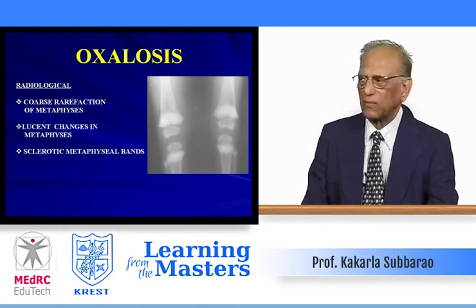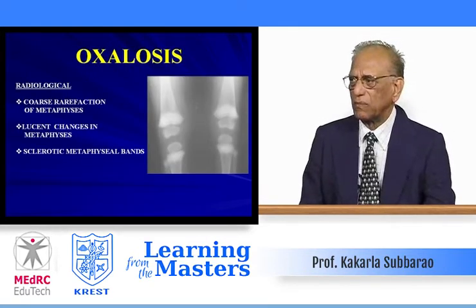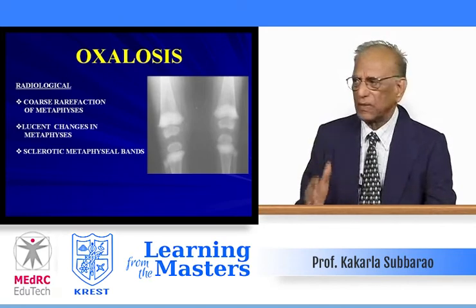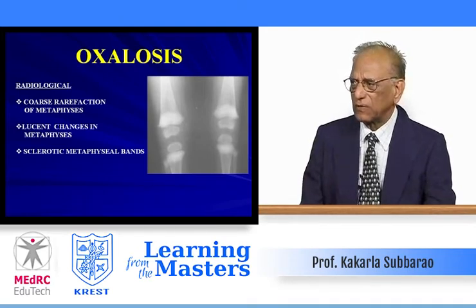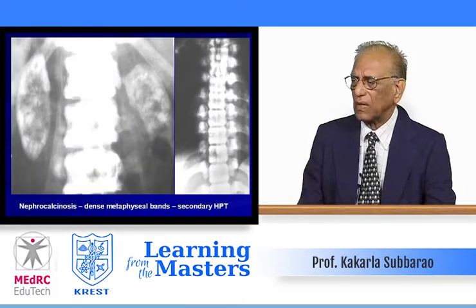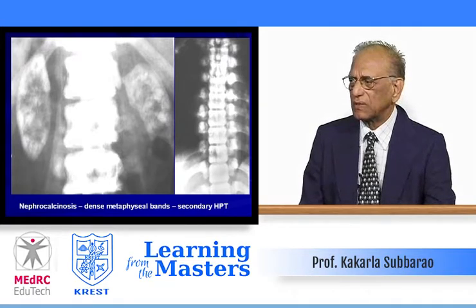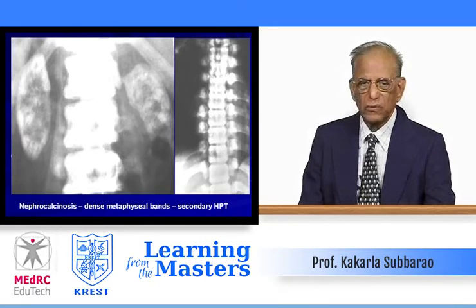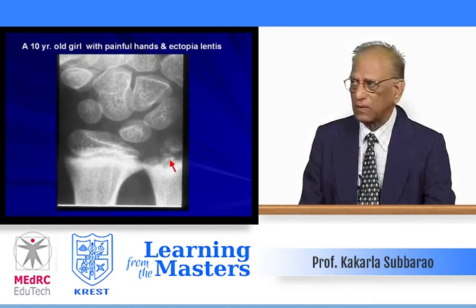Oxalosis, what are the radiological findings? Coarse rarefaction of metaphyses, as I said, lucent changes in metaphyses, also sclerotic metaphyseal bands and epiphyseal densities. In the abdomen, you see nephrocalcinosis, dense metaphyseal bands also in the spine and posterior ends of the ribs. All these are due to secondary hyperparathyroidism.